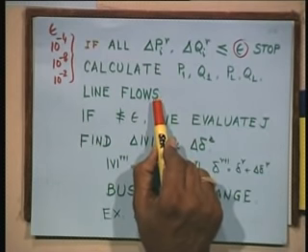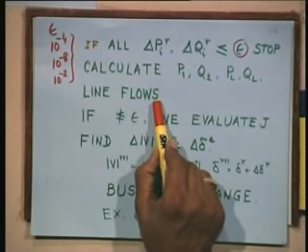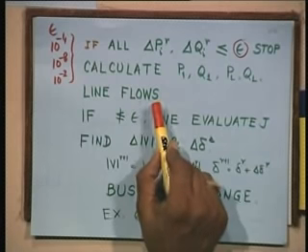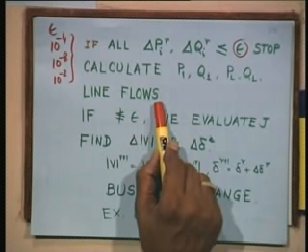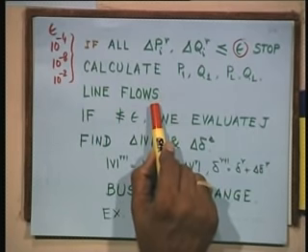Because even in security analysis, which you may be reading somewhere, you will have to see the overloads. The line flows should not be overloaded, lines should not be overloaded.